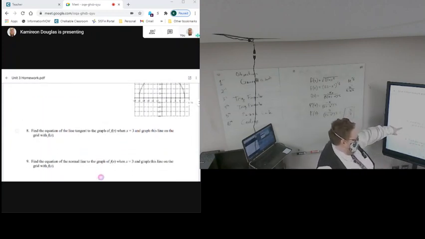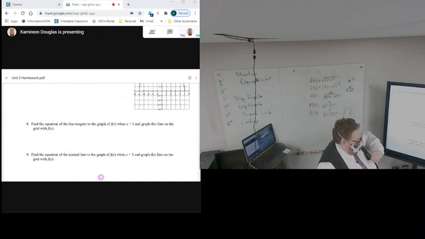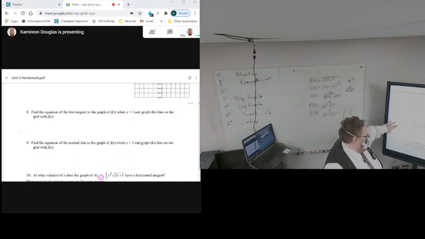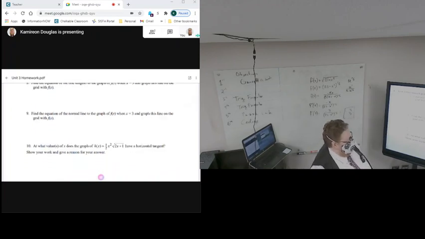So the next part is find the equation of a tangent line with a graph of when x equals 3. We've got the derivative already. You have the point already. So just plug both those in. Okay, number 9. Equation of a normal line with a graph when x equals 3. Correct. So instead of negative 3 over 4, it becomes positive 4 over 3.